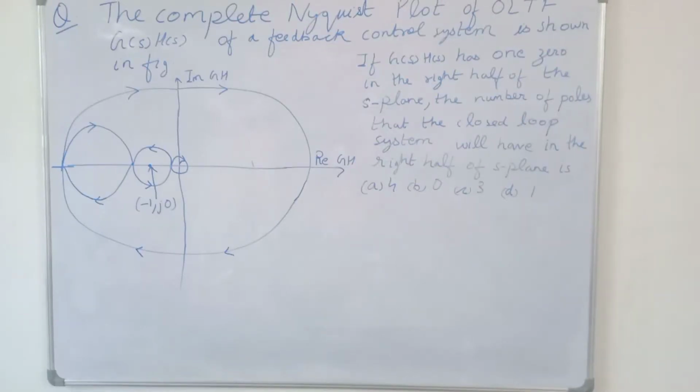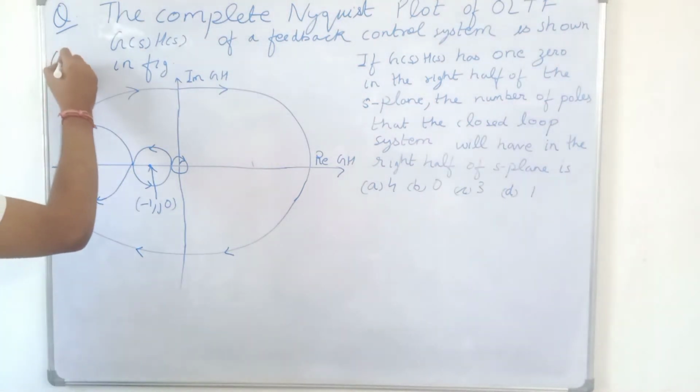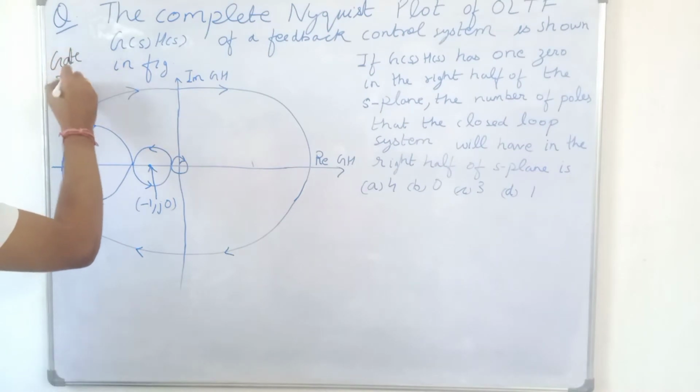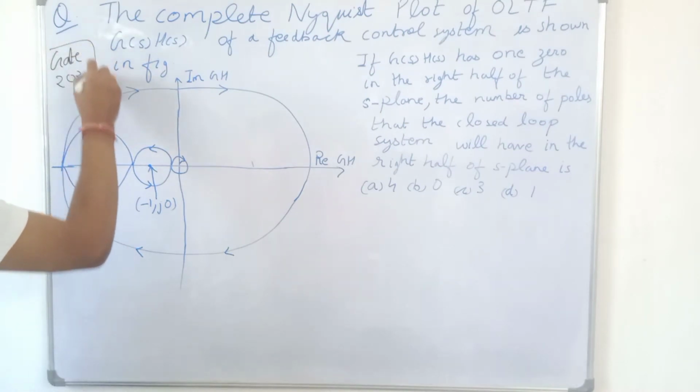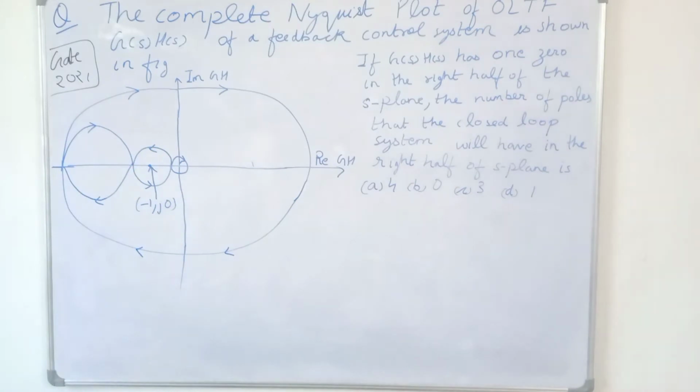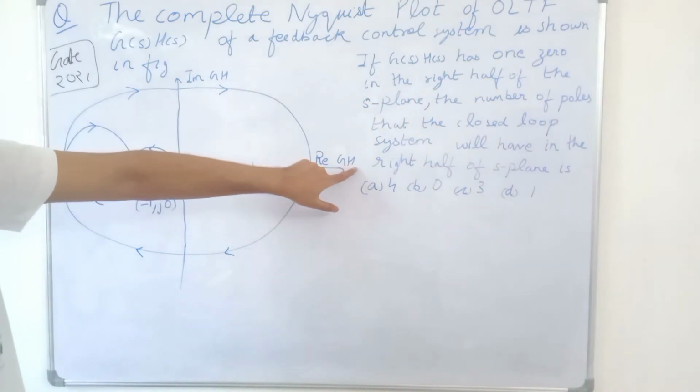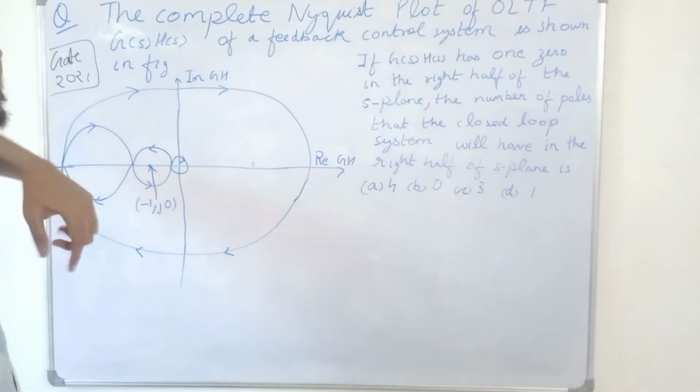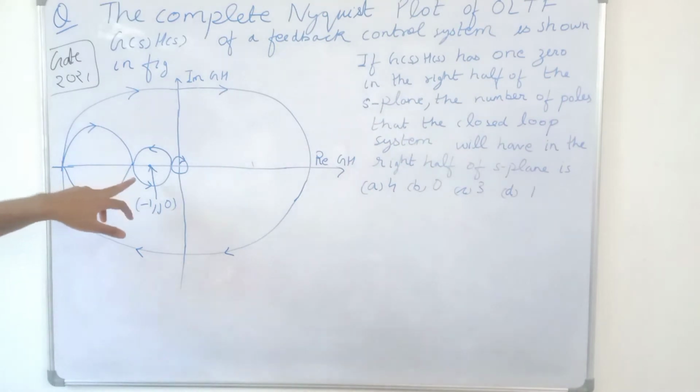So this is a question from GATE 2021 electronics branch. This question is based on the Nyquist plot. It says that the Nyquist plot of an OLTF system G(s)H(s) is shown in this figure. This is the real G(s)H(s) axis, this is the imaginary G(s)H(s) axis, and this is the critical point -1 + j0.